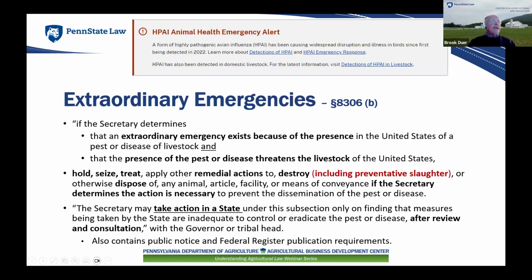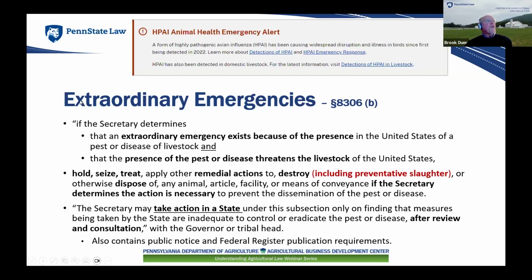So the word preventative slaughter, not a word that comes up every day, is a very significant concept that's injected into this. And of course now we've all seen it. Anyone who's involved in any way, shape, or form, or just reads the papers, knows what's happened with regard to the need to depopulate poultry in large numbers so as to prevent more poultry from getting the disease once it's in your flock, so to speak.